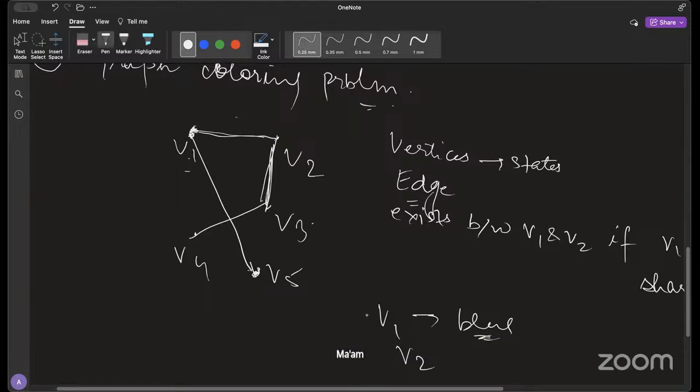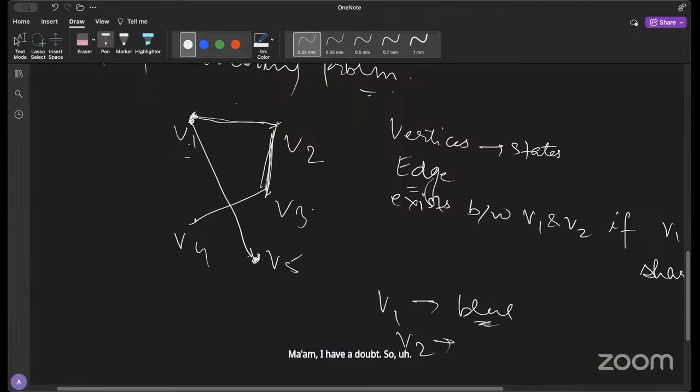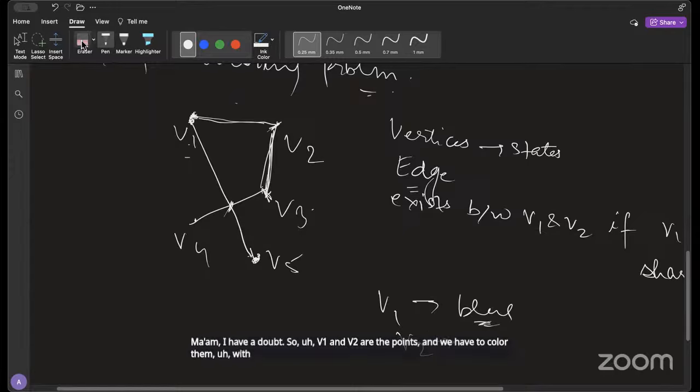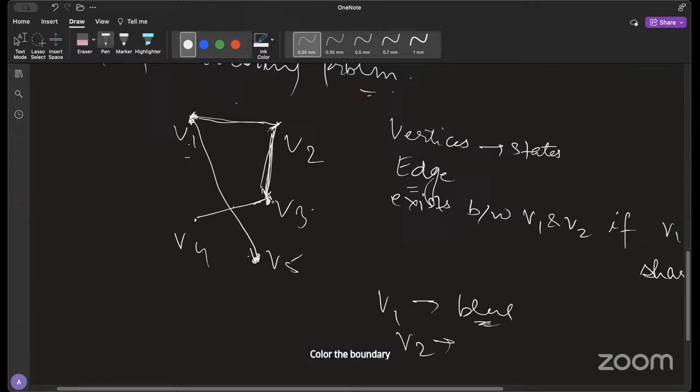Ma'am, I have a doubt. Yes. So V1 and V2 are the points, and we have to color them with different colors so that we know that they are different. Or do we have to color the boundary with a different color?